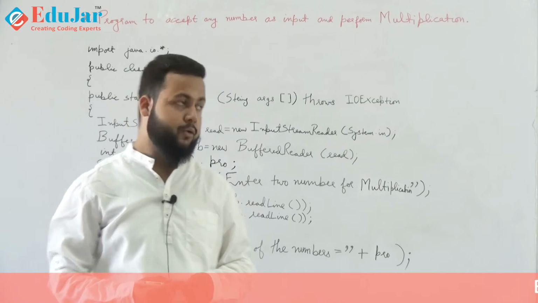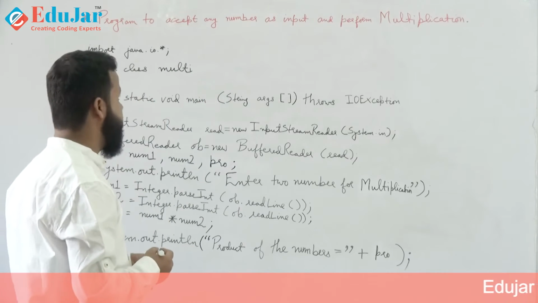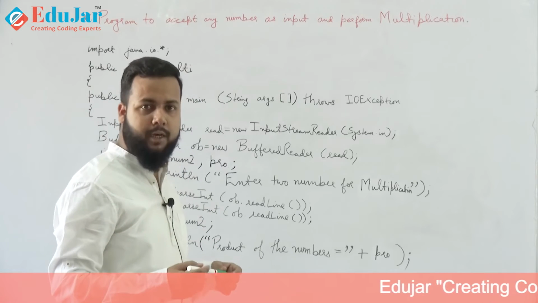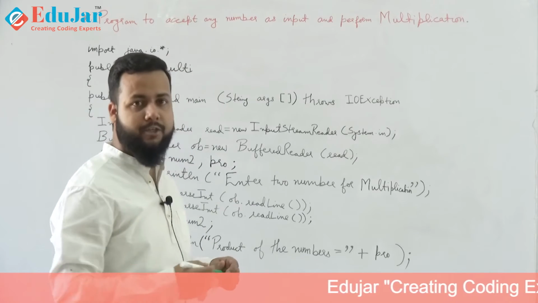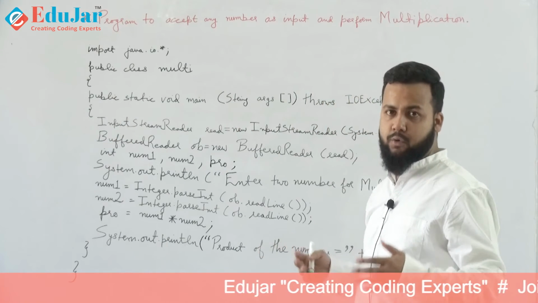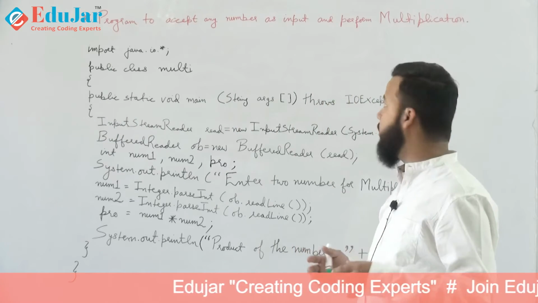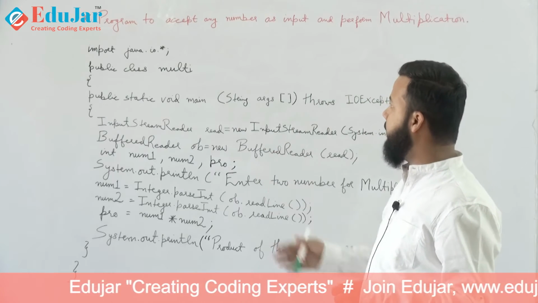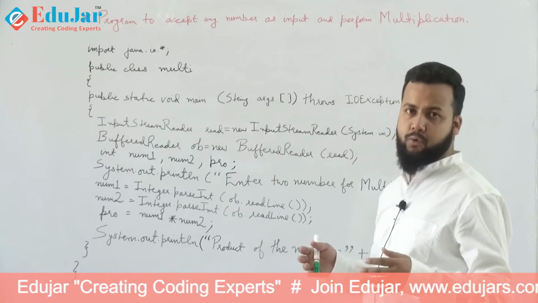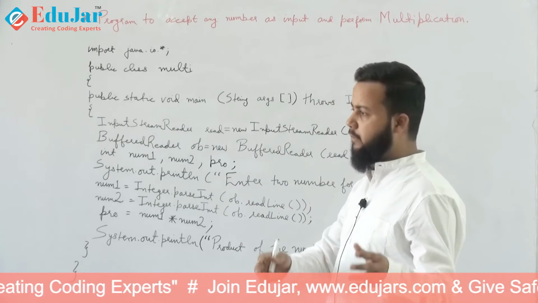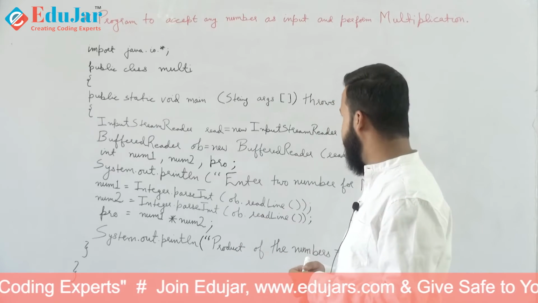Hello everyone. Today we will be doing a program to accept any two numbers as input from the user, and we will perform the multiplication function over here. That means we will accept any two numbers from the user and do the multiplication operation. So here I have written a program to accept two numbers from the user, multiply those two numbers, and give out the result.